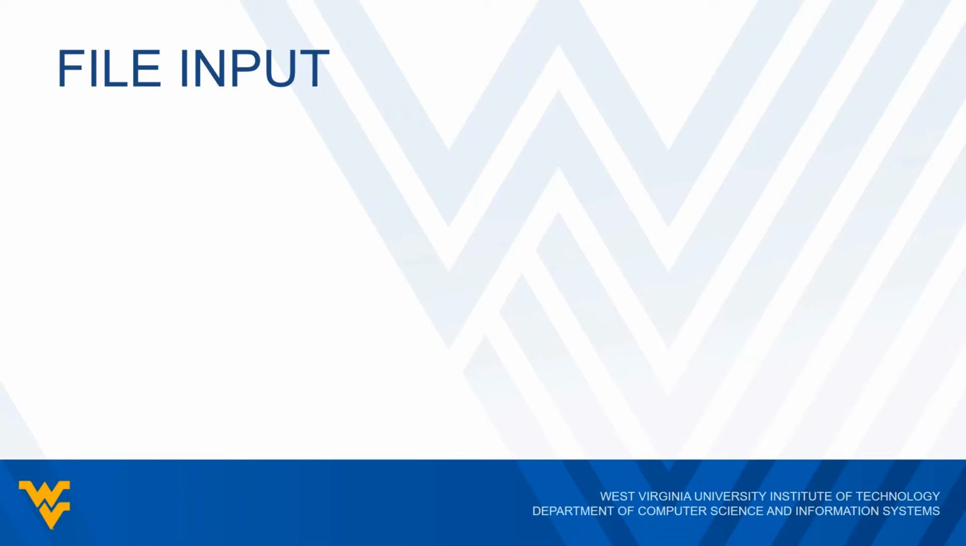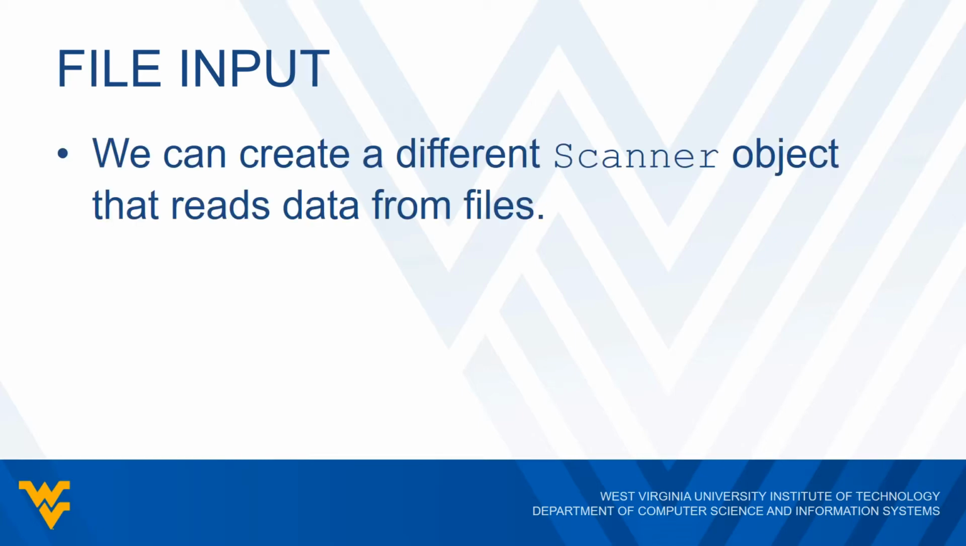So if we're going to do file input, then we're still going to use the Scanner class, but we're going to create a different object of the Scanner class. We've done one where we use the keyboard for input. That was the System.in setup, that standard. So we're going to create a separate Scanner object where the purpose of this object is to handle reading data from files.